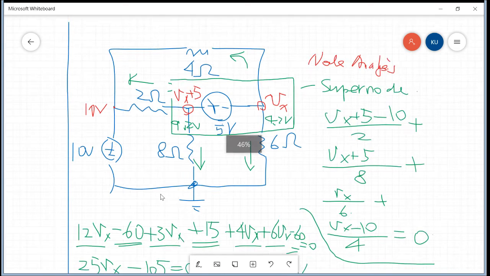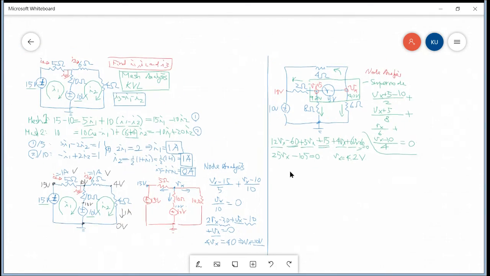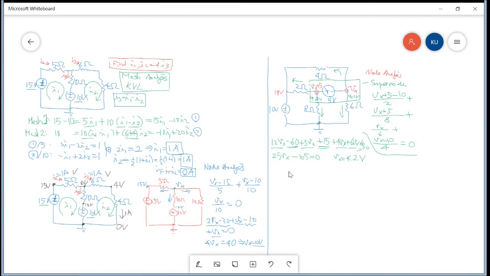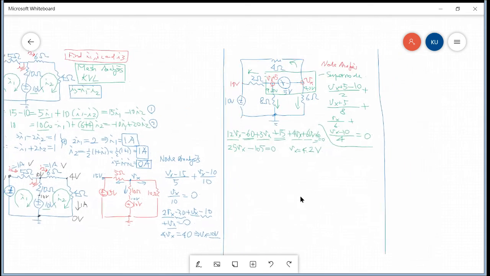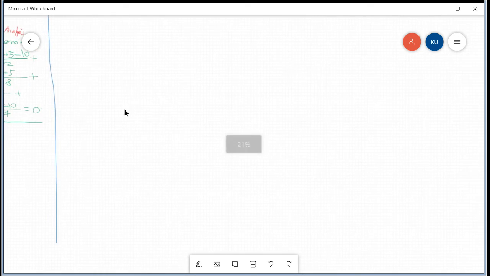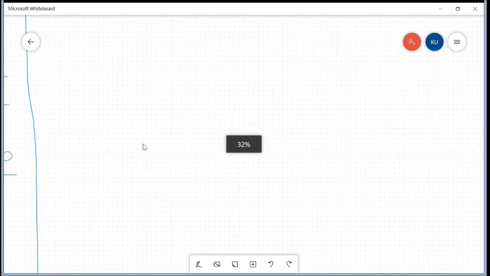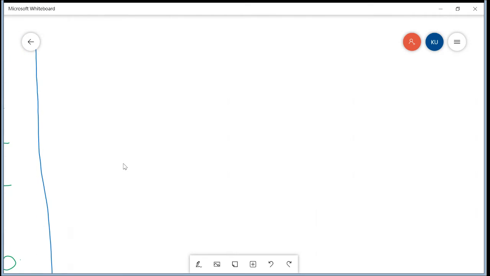So far we cover some examples known as the supernode. You may be curious about whether we have a super mesh. The answer is yes. We have super mesh. So let's try an example about super mesh.